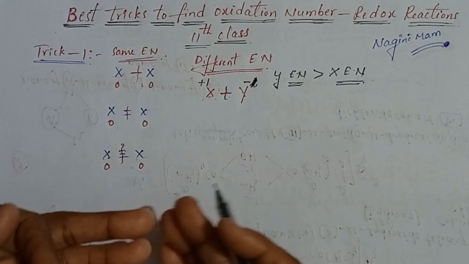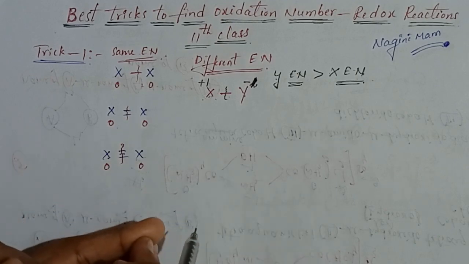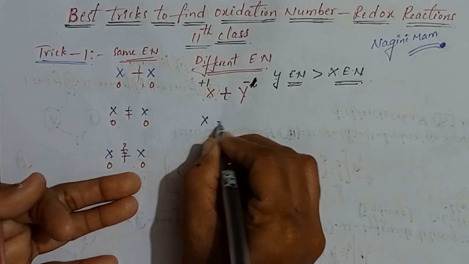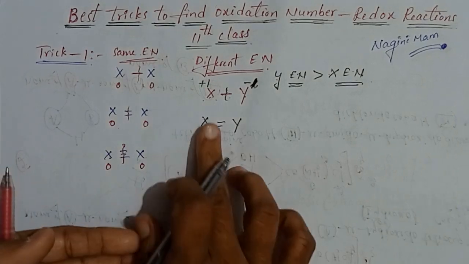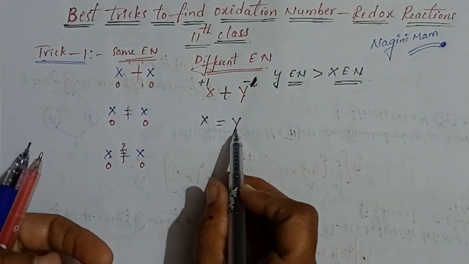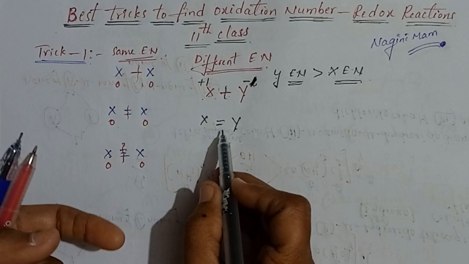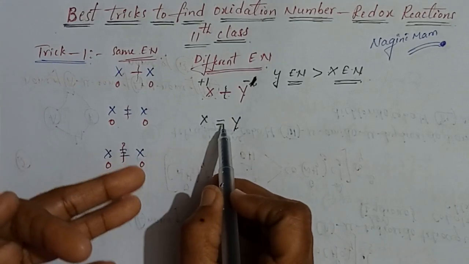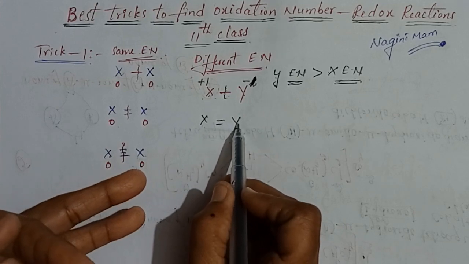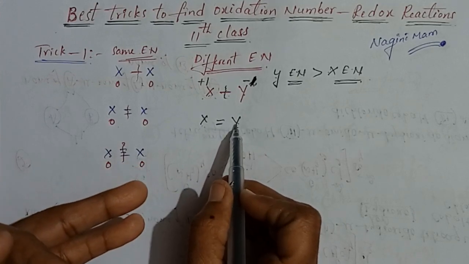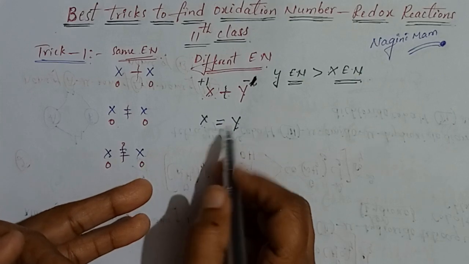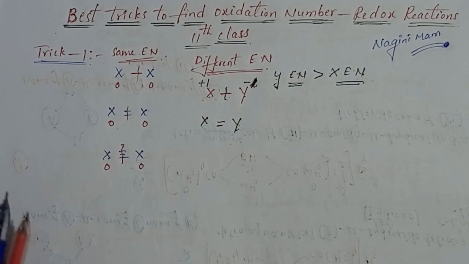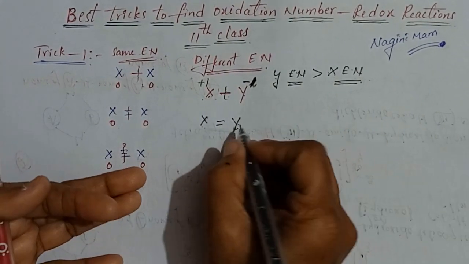Now suppose a double bond is present: A double bond X, X double bond Y. Here Y is more electronegative than X. That means the two bonds are moving towards the Y side, because it is the more electronegative element. That's why it attracts the shared pair of electrons towards its own direction.